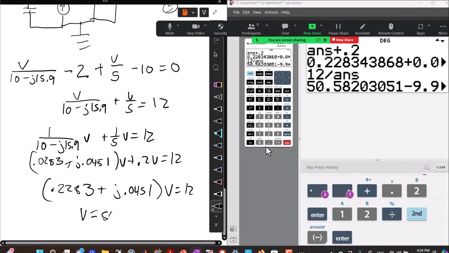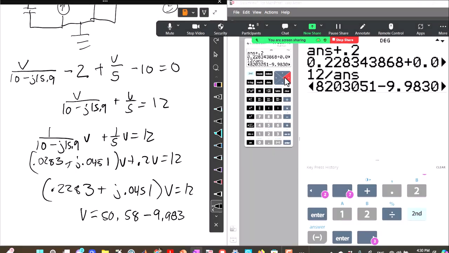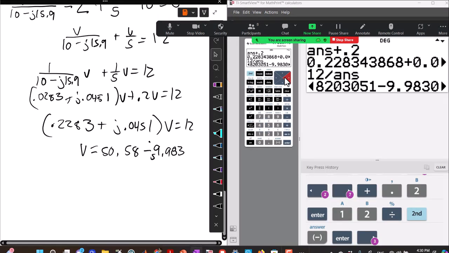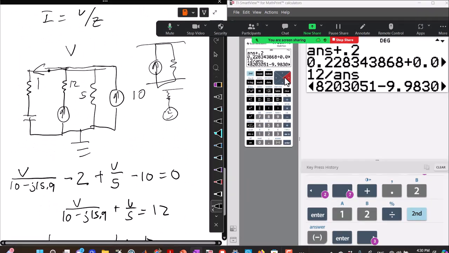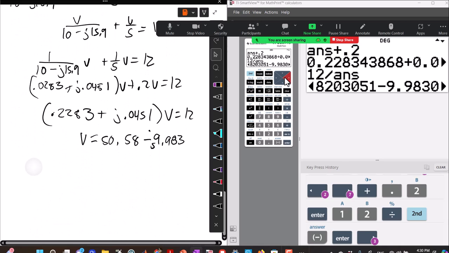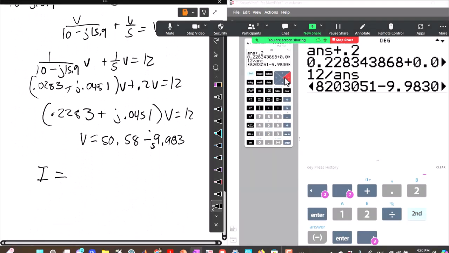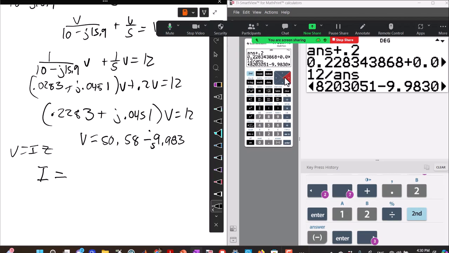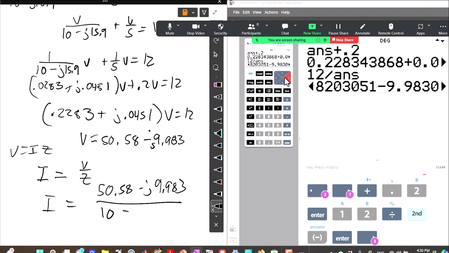Or V equals 50.58 minus 9.983j. So that is the voltage up there. So then the current, V equals IZ, or I equals V over Z, or I equals 50.58 minus j9.983 over 10 minus j15.9.